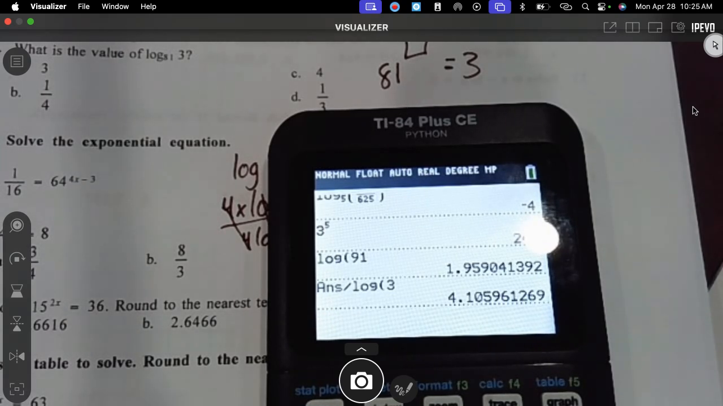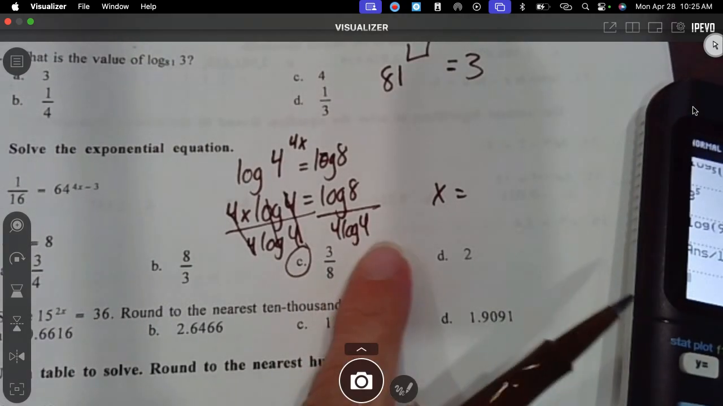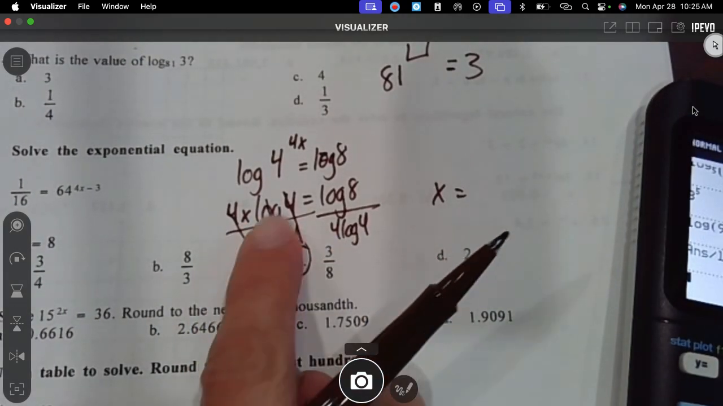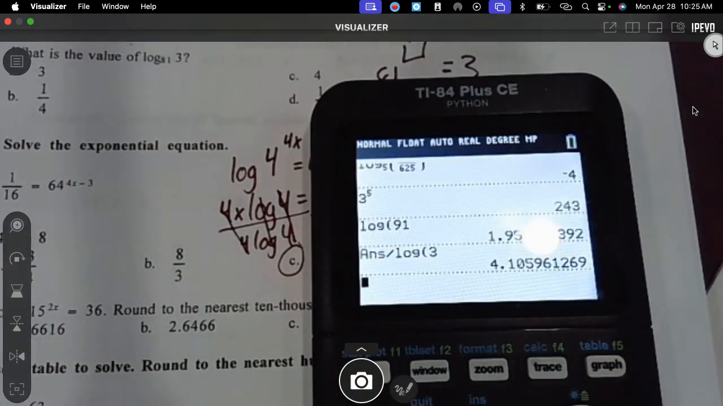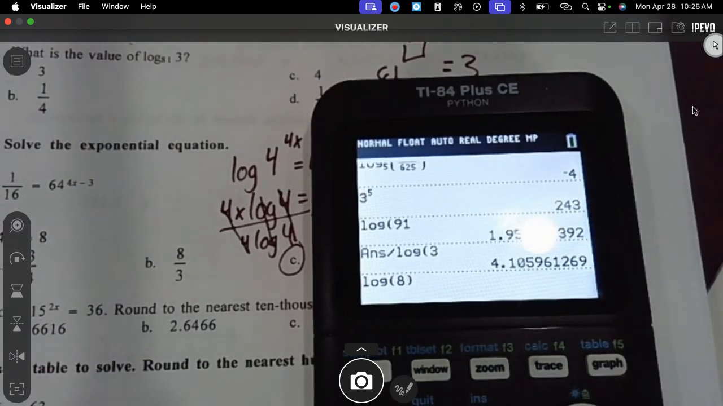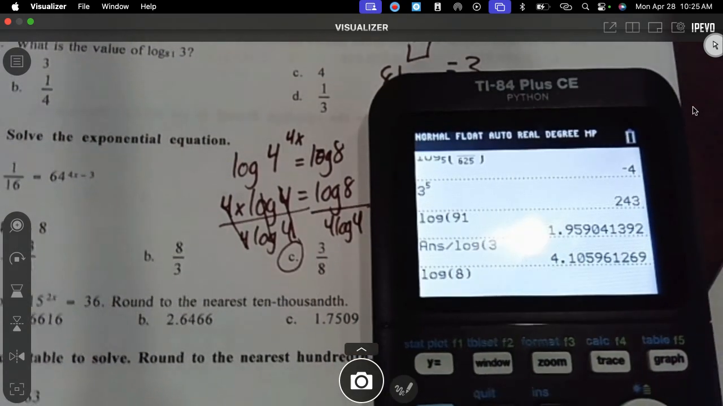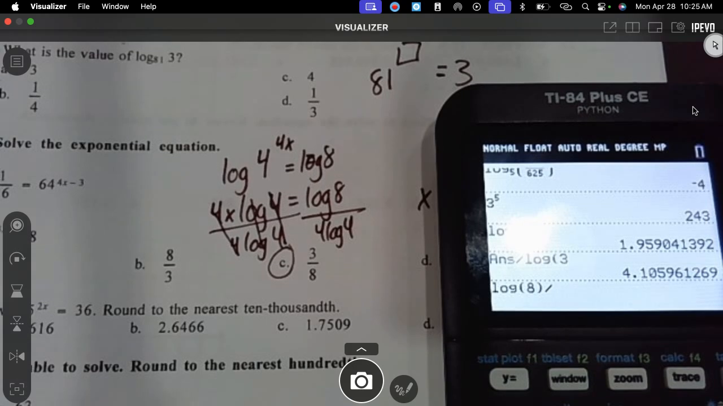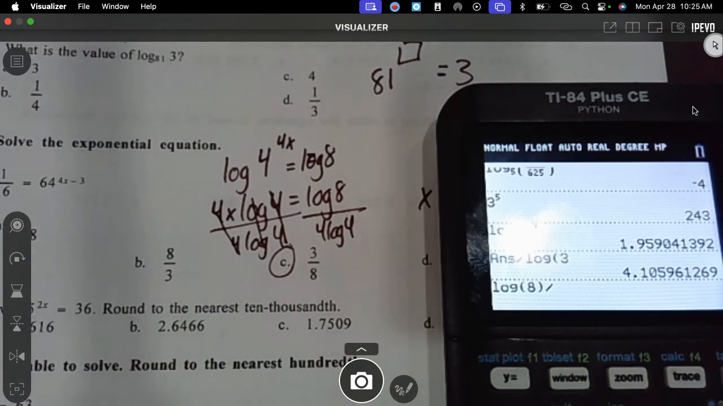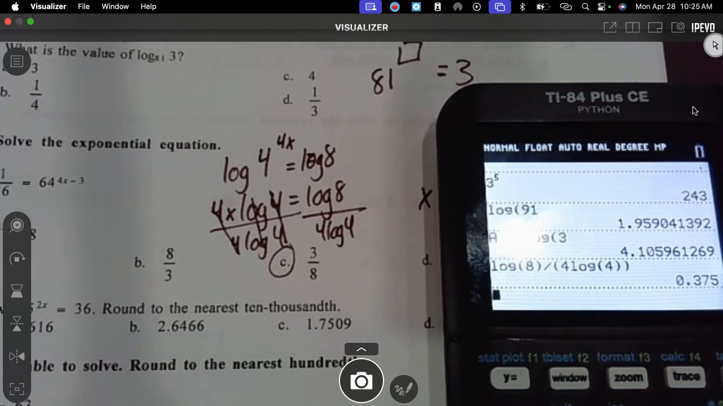Okay. This is what I would type. But I need you to understand what you're typing. The 4 log 4 is what's being divided over here. So first thing is type in log 8. Okay? Log 8, and close those parentheses. Are you good with that part? Yes, ma'am. Okay. Now, divided by, and you're going to have to divide by that whole thing, 4 log 4. So put parentheses, 4 log 4, and close parentheses. And see if you get that decimal. Let me try one more time.